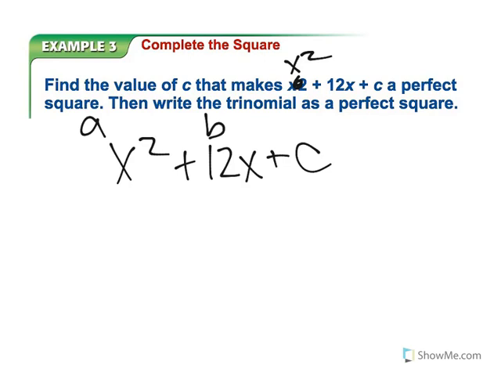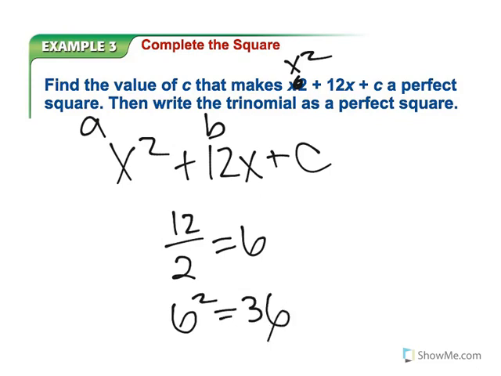Now, according to the perfect square, I'm going to take 12 and divide it by 2, and I'm going to get 6. Alright, so now what I need to do is take my answer and square it to get 36. So that means c needs to equal 36 in order to make this a perfect square.